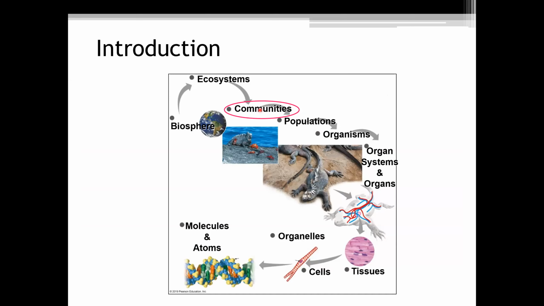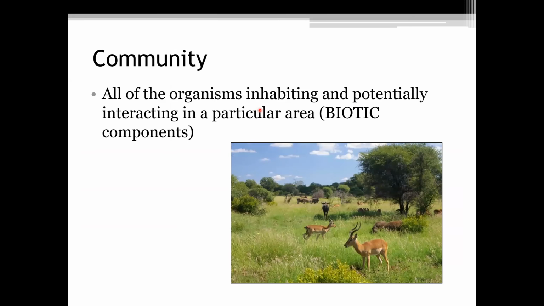So community: all of the organisms inhabiting and potentially interacting in a particular area. So this is going to be all organisms in a particular area. They have the potential to interact, and this includes everything that's biotic. So this would be plants, animals, but it's also going to be microorganisms. So think about the fungi that interacts with the trees, the microorganisms found in the soil, the microorganisms found in the gut of these animals. So everything biotic.